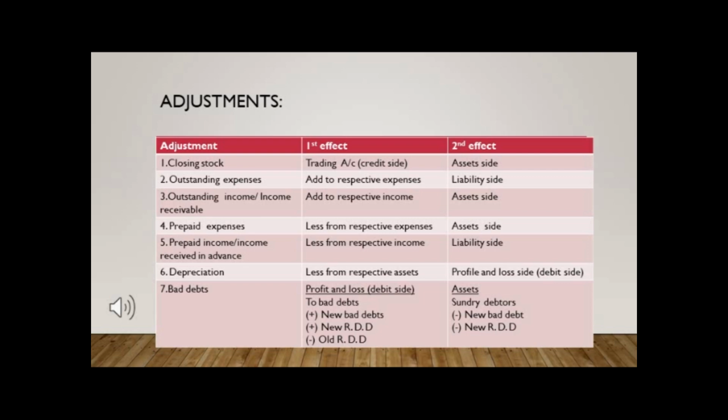The next is number 5, prepaid income or income received in advance. It means here we have already received the income which belongs to a future period. Therefore, the first effect is less from income and the second effect is your liability.